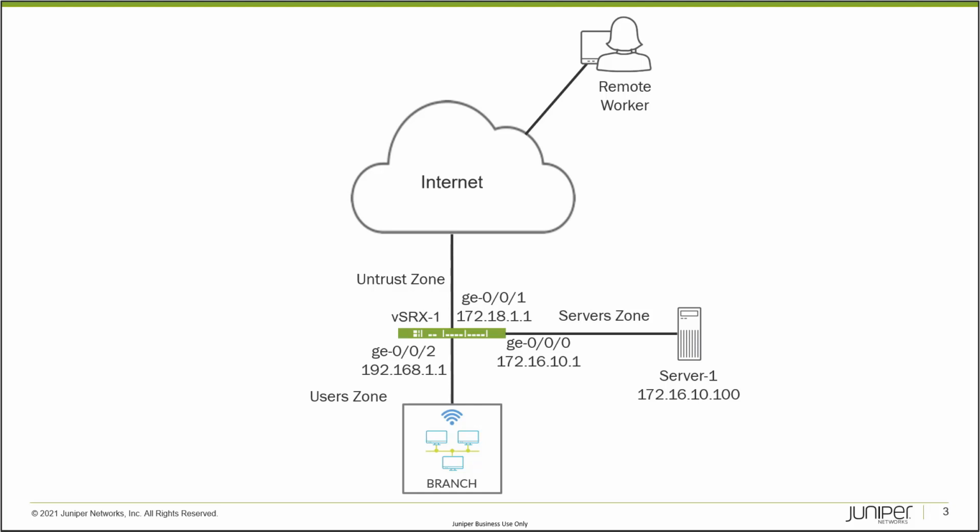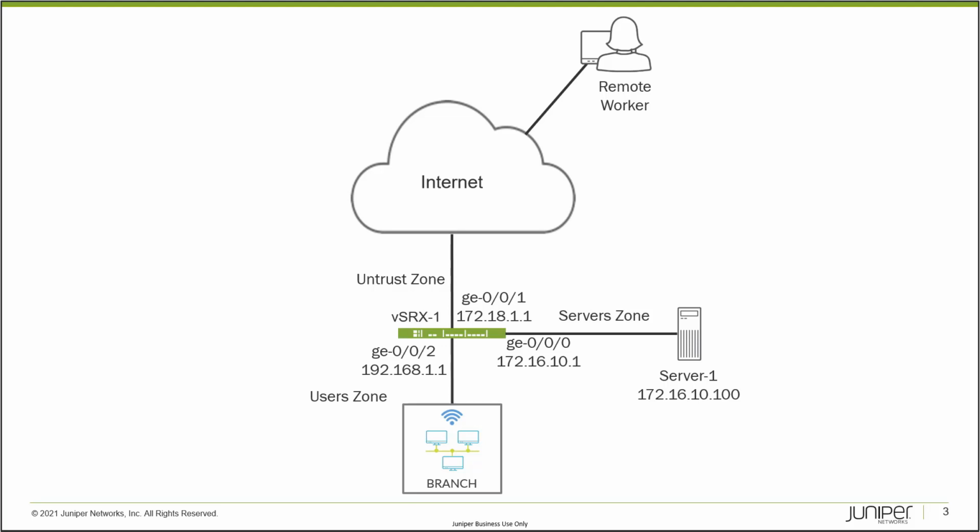And so speaking of VSRX1, we have a few different interfaces and zones I want to talk about. We have the ge-0/0/1 interface that has the 172.18.1.1 IP address, and that is a part of the untrust zone. Then we have the ge-0/0/0 interface that has the 172.16.10.1 IP address that is a part of the servers zone. And then server 1 is in the servers zone with the IP address of 172.16.10.100. Now keep that IP address in mind. That'll be very important as we get into this demonstration.